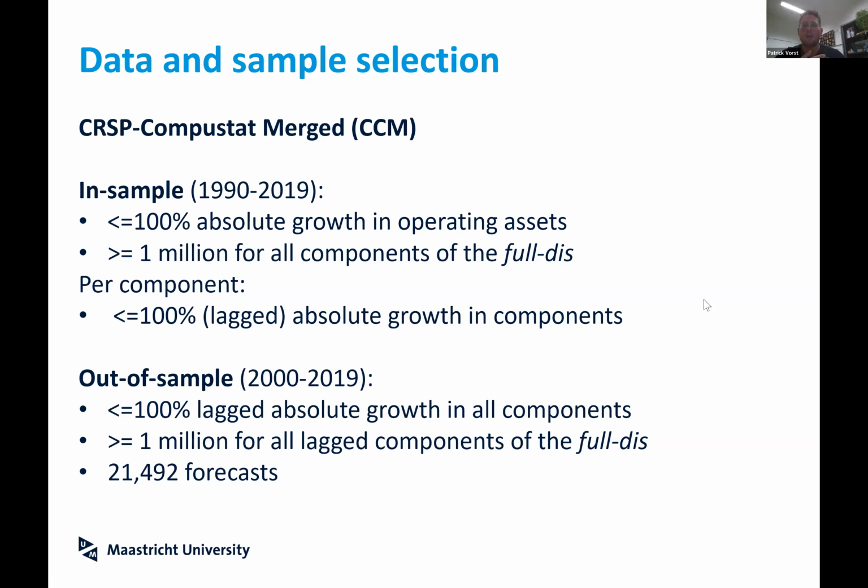And for a similar reason, we require every component to be at least 1 million. Again, if you keep all these very tiny components, that might lead to some extreme estimations in terms of mean reversion. And then we require less than 100% growth in operating assets, and we do the same for each of the components. For the in-sample estimation, we apply the screens both on lagged data and contemporaneous data. For the out-of-sample period, we only apply those screens to the lagged data. So the realization in year T does not play a role in whether you are in the out-of-sample sample. For the out-of-sample estimation, we only look at lagged components to avoid this look-ahead bias. And if you violate the sample screens on your lagged data, that's when you're out of our sample.